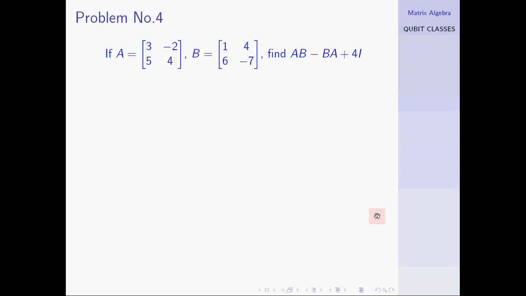Let's move on to problem number 4. If A is 3, minus 2, 5, 4, B is 1, 4, 6, minus 7, find A into B minus B into A plus 4 into I. Now we will first see how to multiply two matrices.